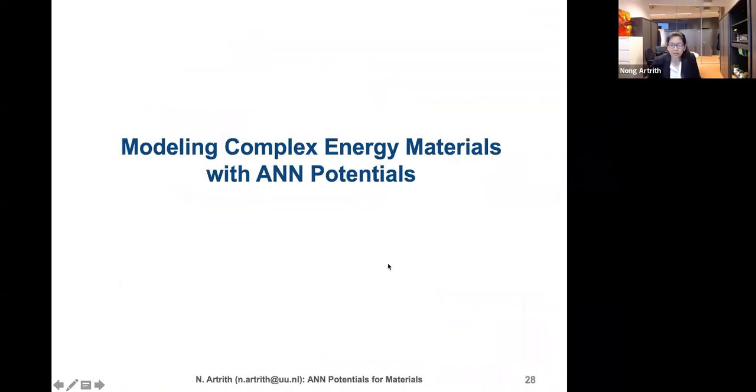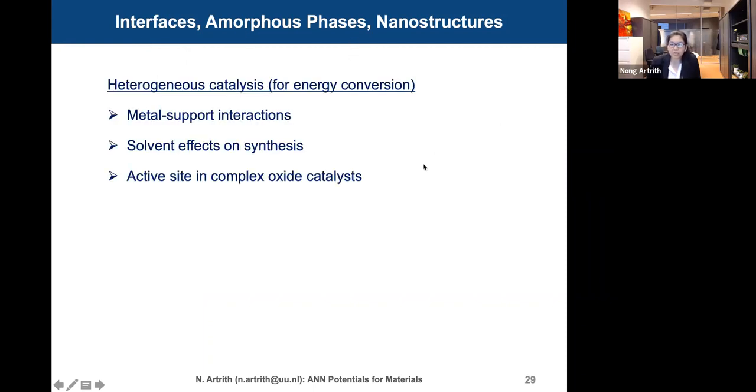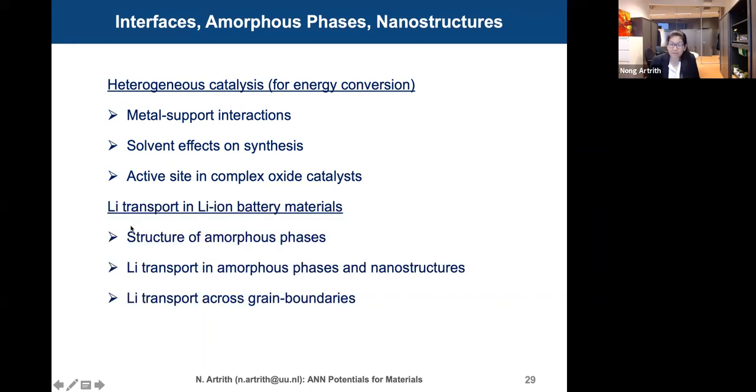So just a quick showcase of neural network potentials for complex energy materials that I prepared. We apply our ANIT tools to many different applications. For example, complex systems, like looking at materials with complex interfaces, amorphous phases, and also nanostructures. My own applications, for example, are to understand heterogeneous catalysis for energy conversions, and also battery materials, looking at lithium transport in lithium-ion batteries, for example.